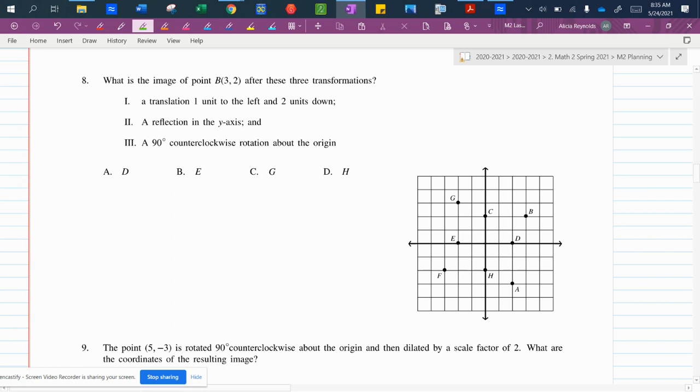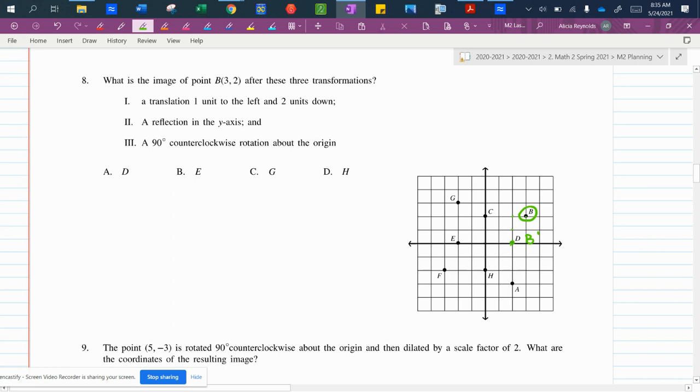So my suggestion for this one is to literally map your points, like start on the graph and just map it if you're not good with the order pair rule. So we can do it both ways. So if I have 1, 2, 3, 1, 2. So this is B. We're starting at B. And we're trying to find it after these 3 transformations. So 1 unit to the left and 2 units down. If I go left and 1, 2, that puts me at D. So this is B prime after my first transformation.